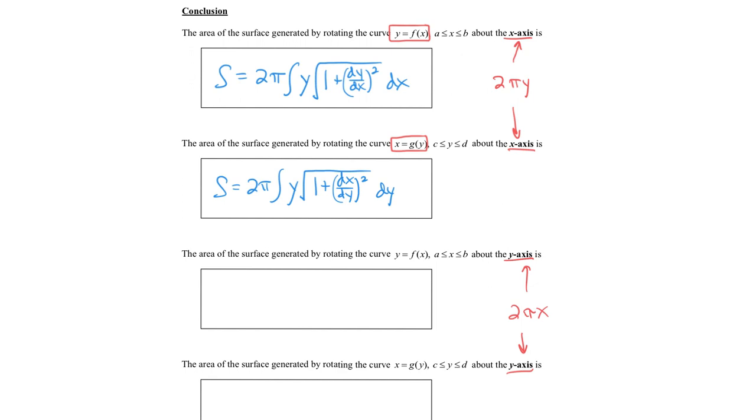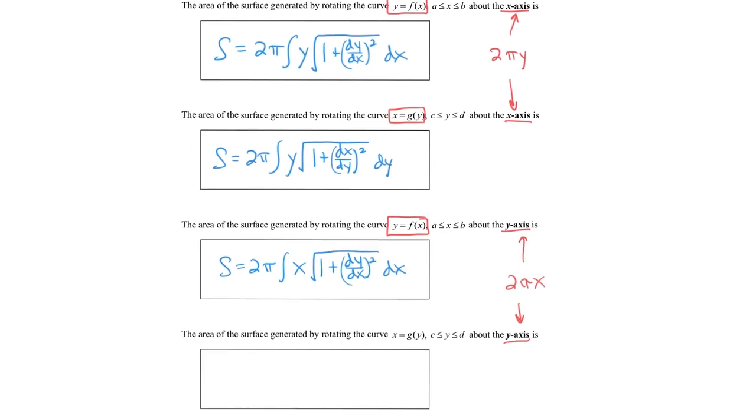So that takes care of these two when we're spinning about the x-axis. Now these are pretty similar here about the y-axis, so it's going to be a 2 pi x. So the surface area here is going to be 2 pi, I'll put the x over here. And this one is y is a function of x, so I'm going to use the normal ds that we would use there, which would be the square root of 1 plus (dy/dx) squared dx.